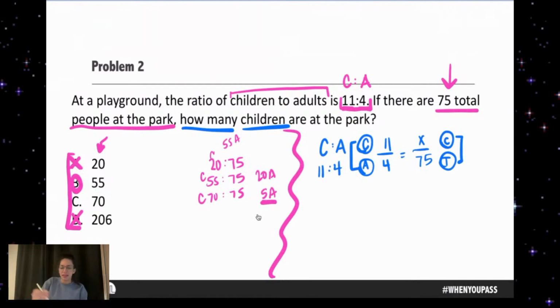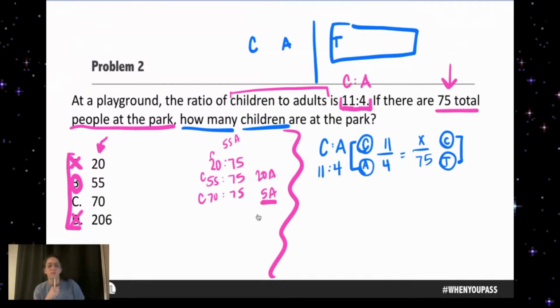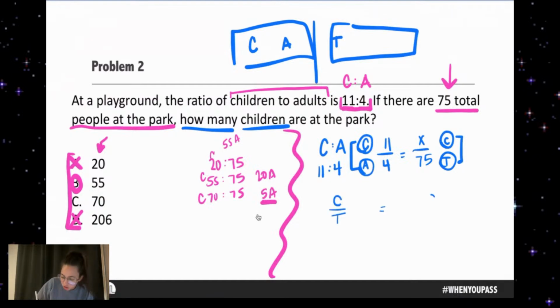So what did they give me? They gave me children, they gave me adults, and they gave me a total. Can I figure out how many adults are in this total? Not quickly, to be able to fill in this ratio. They didn't give me that. But what I can do is figure out how many total people are in this ratio. So I can do children over total equals children over total. That's what I can do.